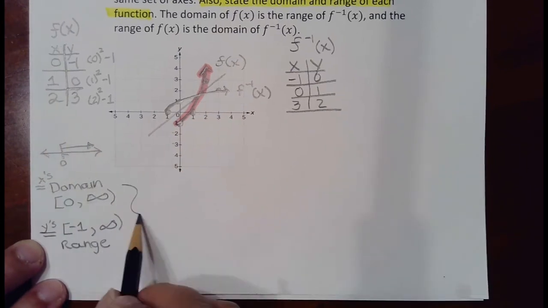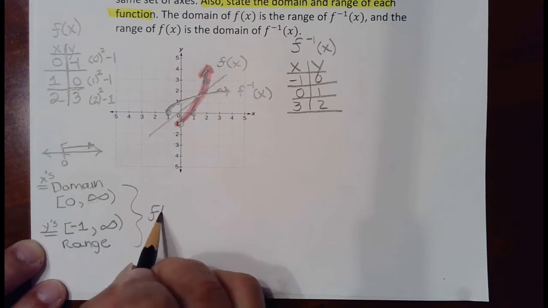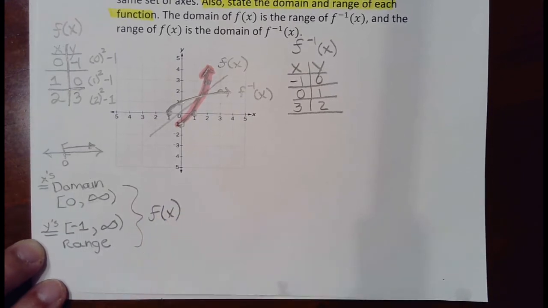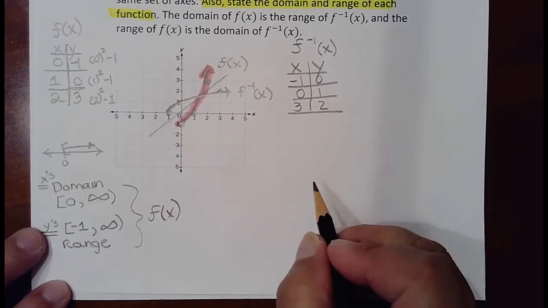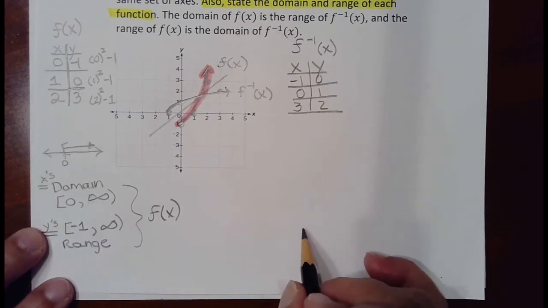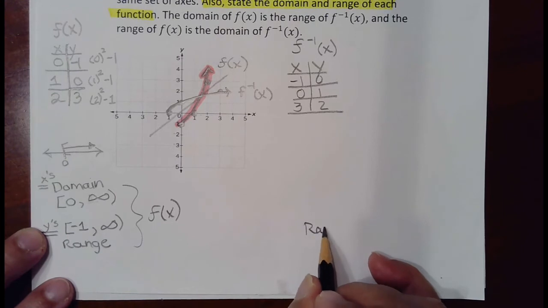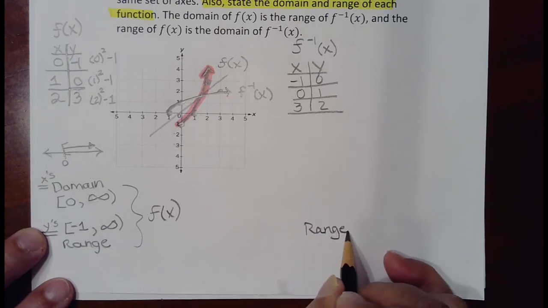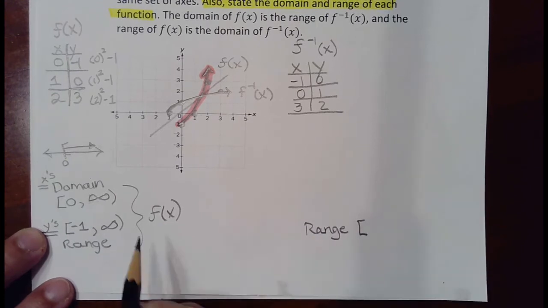And the range becomes the domain on your inverse function. So the range was -1 to infinity. And this is your domain and range information for the inverse.